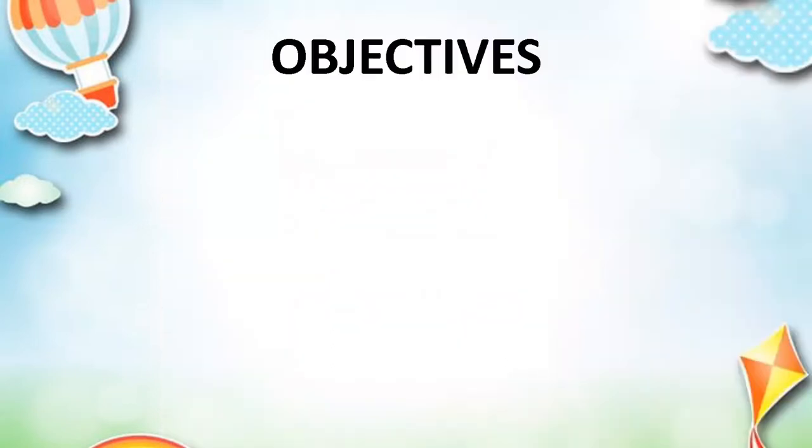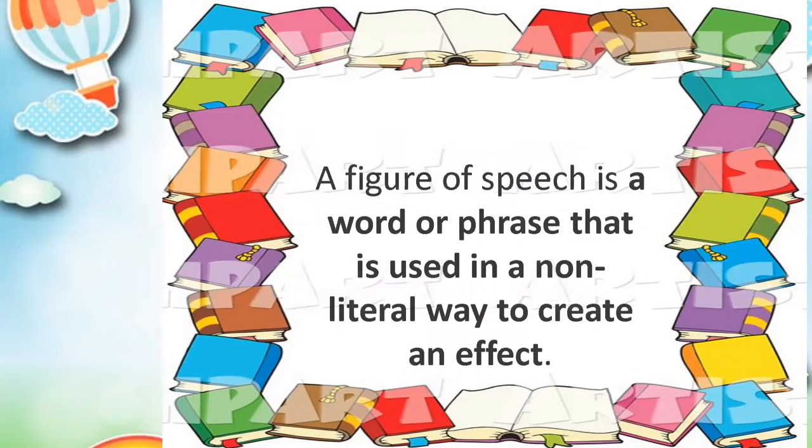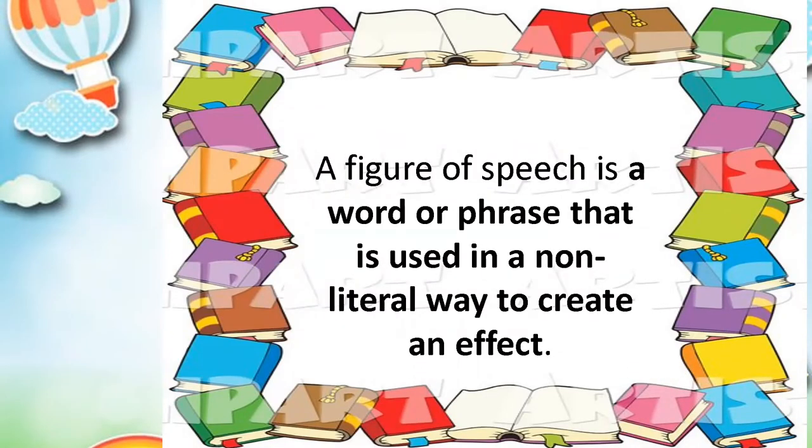Here are our objectives for today. Define figure of speech. Differentiate alliteration, onomatopoeia, and assonance. Construct sentences using figure of speech. When we say figure of speech, a figure of speech is a word or phrase that is used in a non-literal way to create an effect.